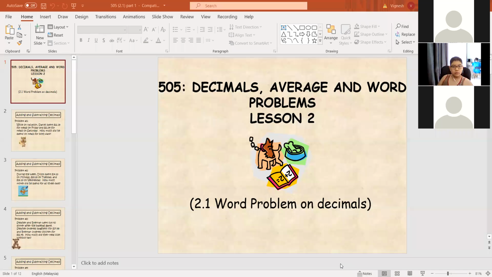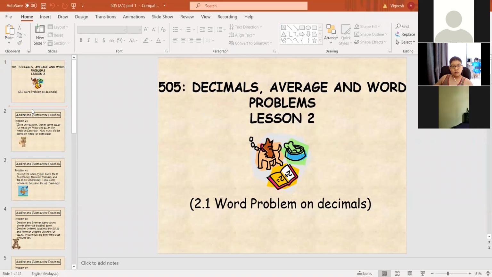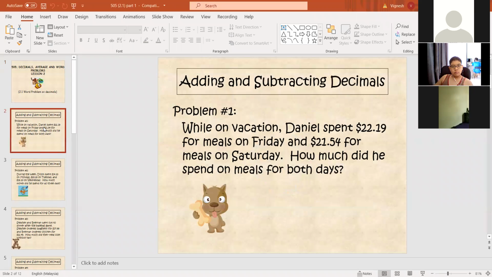So shall we proceed with lesson 2.1, the word problem questions? Word problems on decimals. Can you all see my slide? This one I didn't put the answers. I just give the example problems so that we can do them together. I will call one by one, and you can show the answers on my screen.